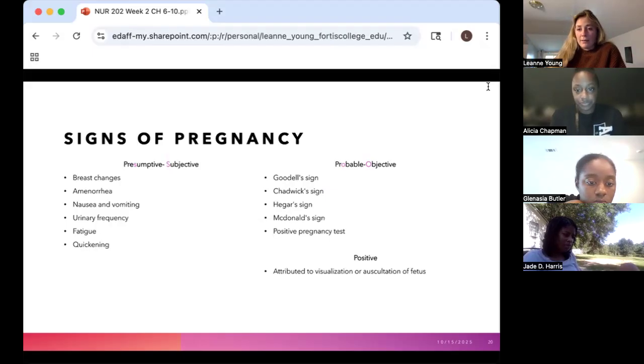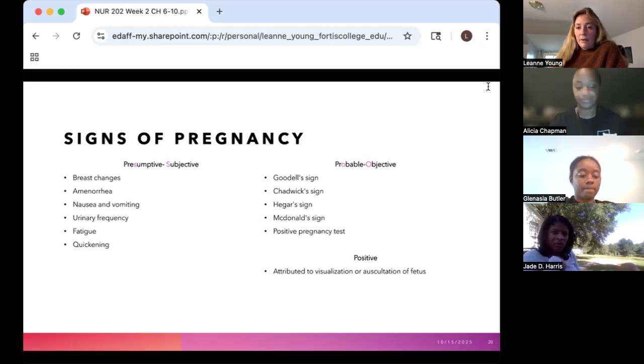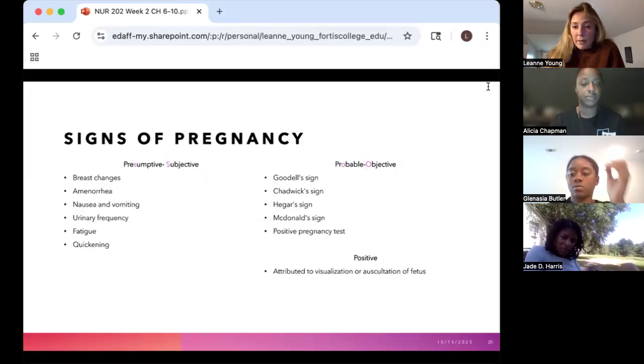Missing a period is not always a surefire sign of pregnancy. Women can miss periods for a lot of different reasons: hormone fluctuations, thyroid issues. Hypothyroidism patients sometimes will not have periods for months and months. If a woman has PCOS, she might not have a regular period for an extended amount of time. So a missed period is not always a positive sign of pregnancy. A woman can have a missed period and not be pregnant.